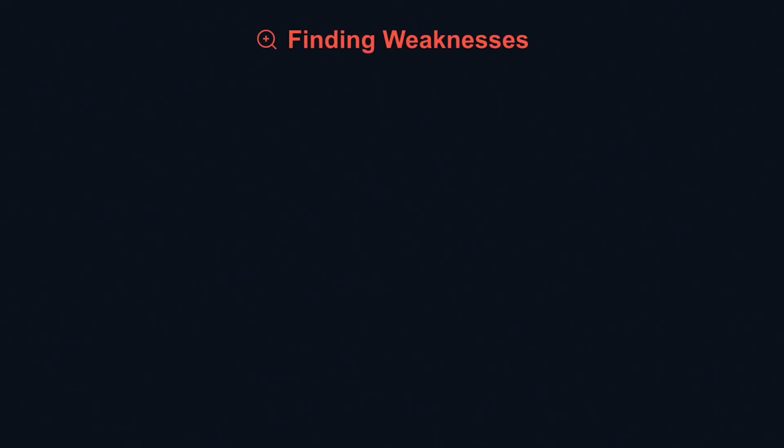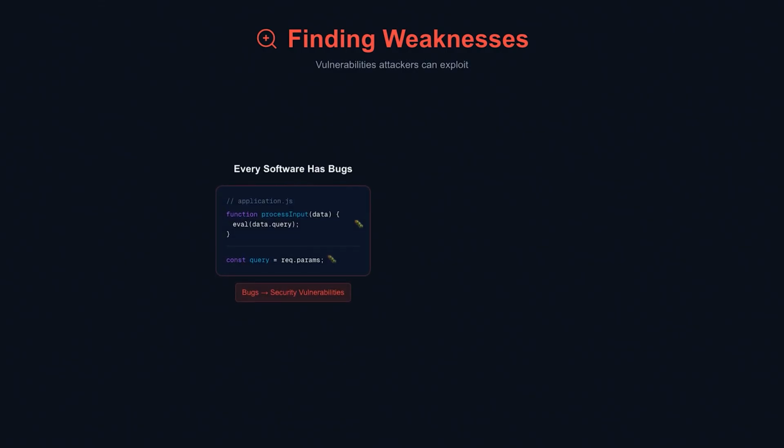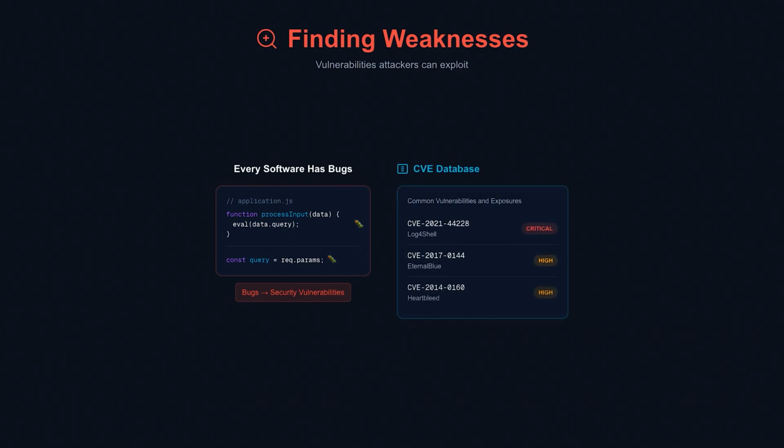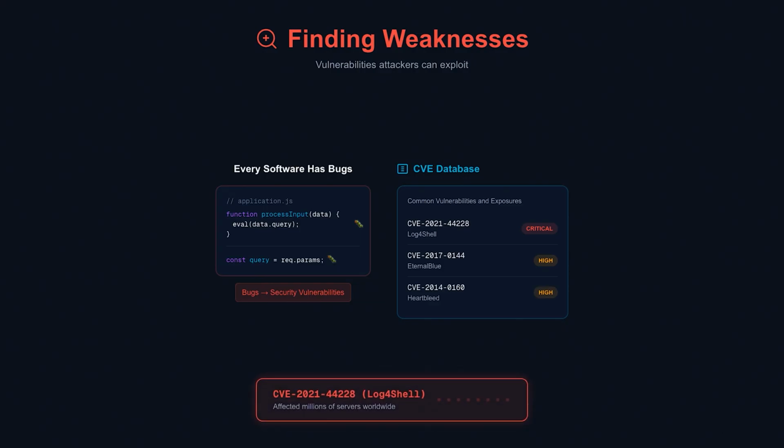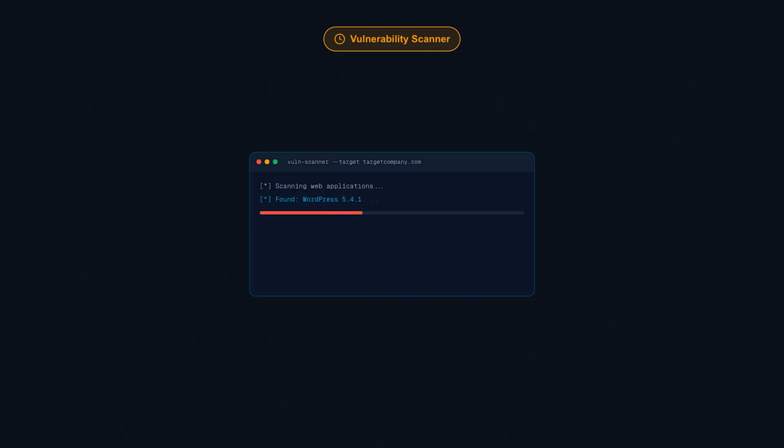Yet. With reconnaissance complete, attackers look for vulnerabilities, weaknesses they can exploit. Every piece of software has bugs. When those bugs can be exploited for unauthorized access, they become security vulnerabilities. The industry tracks these with CVE numbers. CVE-2021-44228 was Log4Shell. A flaw in logging software so widespread, it affected millions of servers.